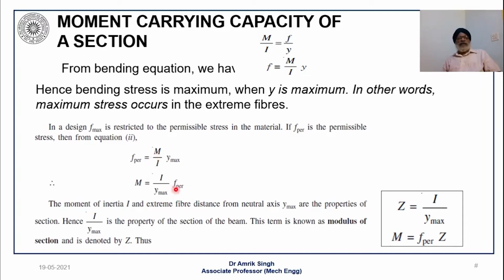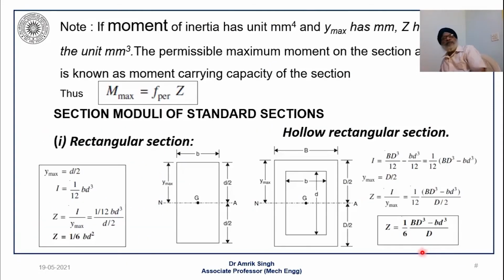So if we rearrange these terms, it will go here as I upon Y max. So this term I upon Y max is known as the section modulus Z. So therefore M is equal to F critical into Z. So that means the moment of resistance, or moment carrying capacity, or strength of the beam, will be proportional to the section modulus. Okay. So the more the value of the section modulus, the more will be the carrying capacity for that particular material beam. So this is an important parameter for designing the beam.